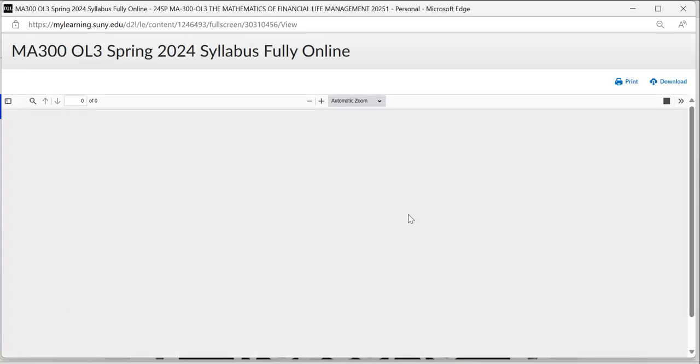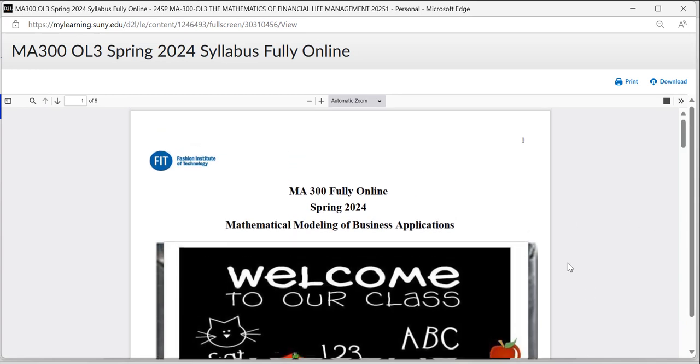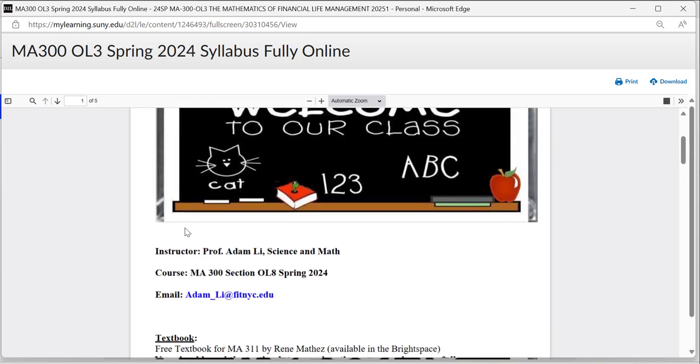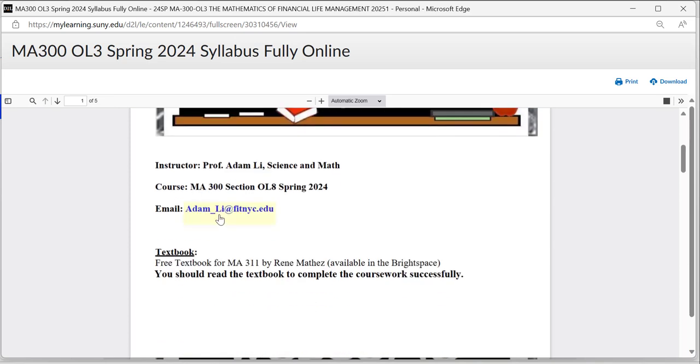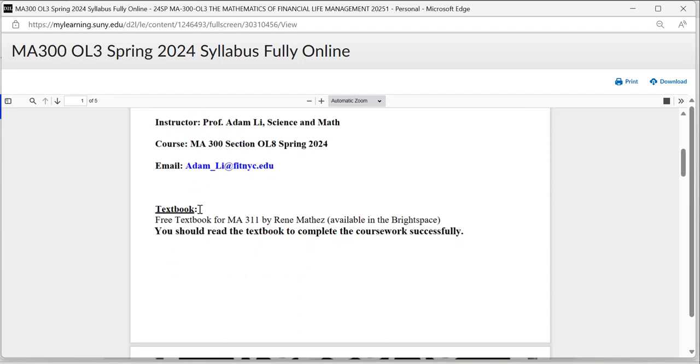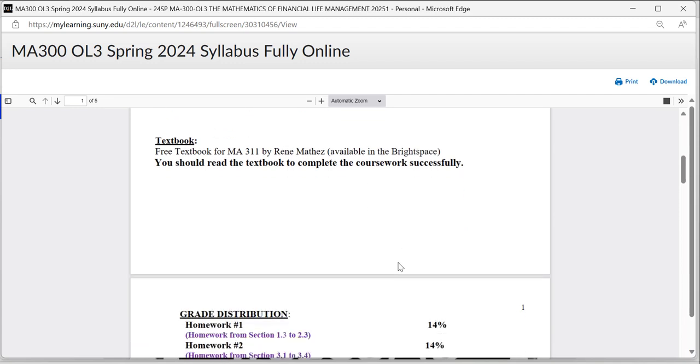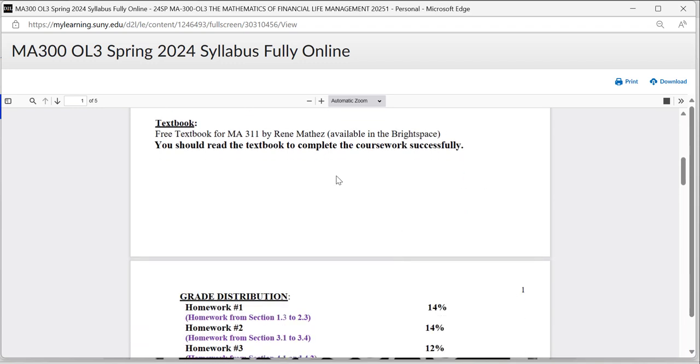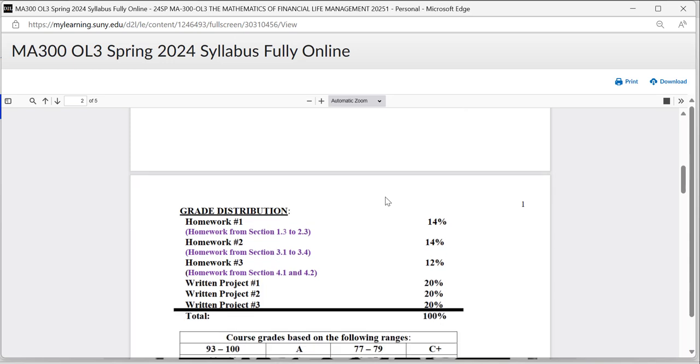So I'm just going to go over the information in our syllabus, right? So this is MA300 fully online, spring 2024, mathematical modeling of business applications. And my contact information here. Shoot me an email if you have any question throughout the semester. The textbook is a free textbook for MA311 by Renee Mathis. Okay, you can open that in the same location over there.